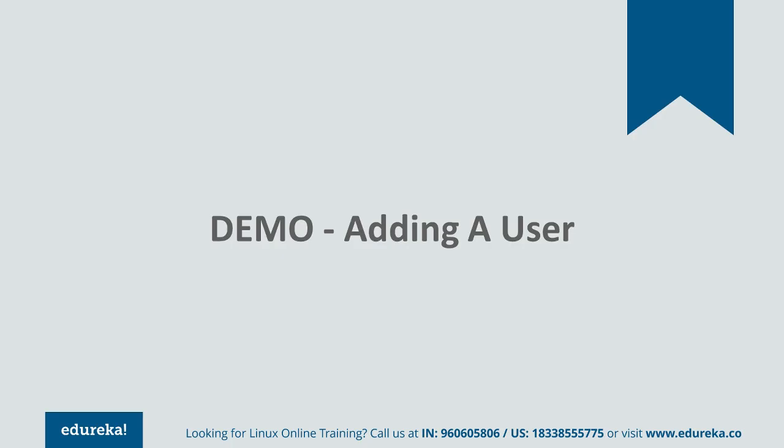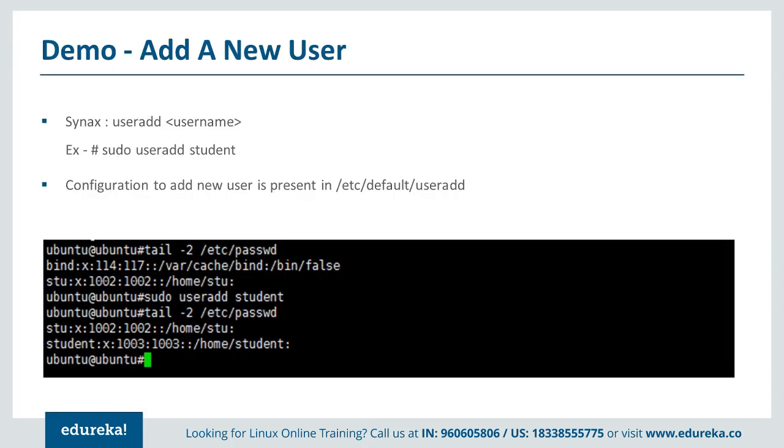Now let's see how to add a new user. So useradd is the command. For example, let's take this as an input: sudo useradd student, and then configure it. What we are seeing here is that previously I ran the tail command because I just wanted the last two lines of the /etc/passwd file. What it gave me was a bind user and a stu user. Now I ran that command, useradd student.